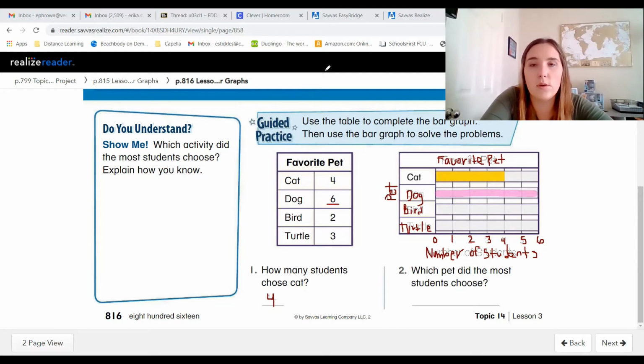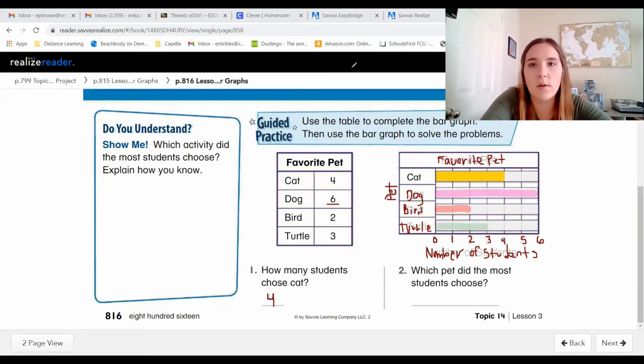And now we need to do the bird. So we have 2 for bird. So I'm going to fill in 2 boxes. 1, 2 boxes. And we have 3 for turtle. So 1 box, 2 boxes, and 3 boxes. There we go. There is our bar graph.